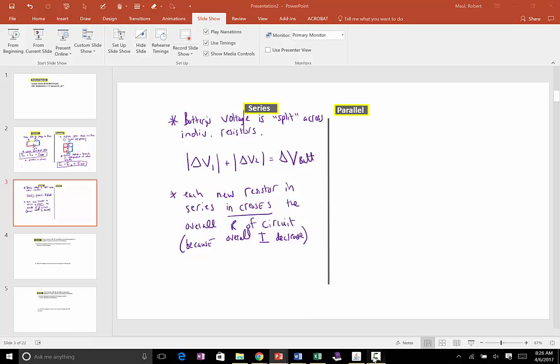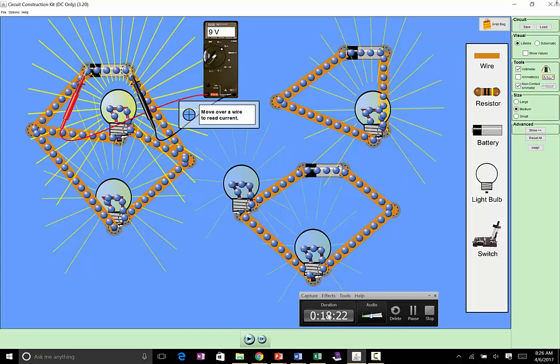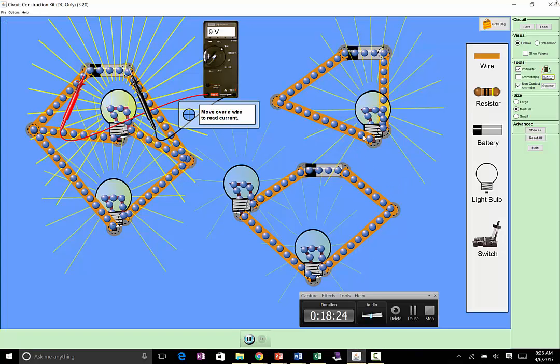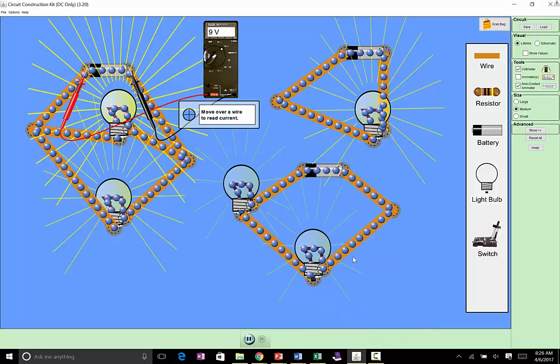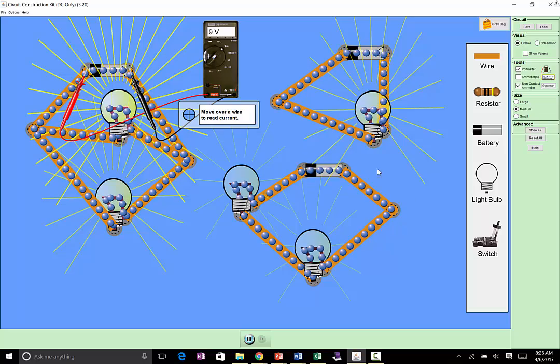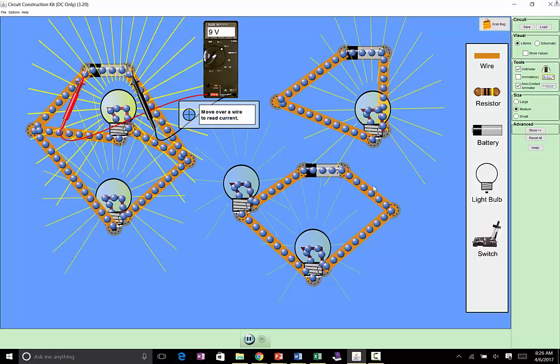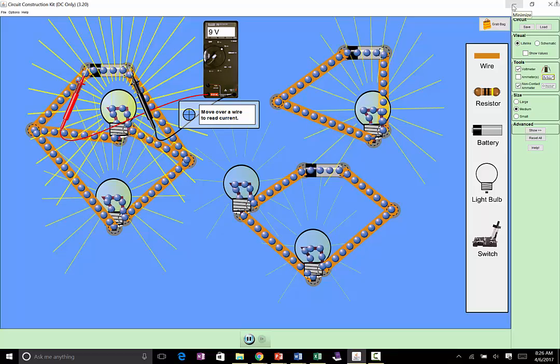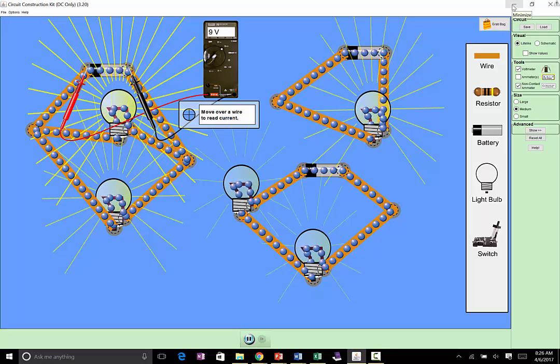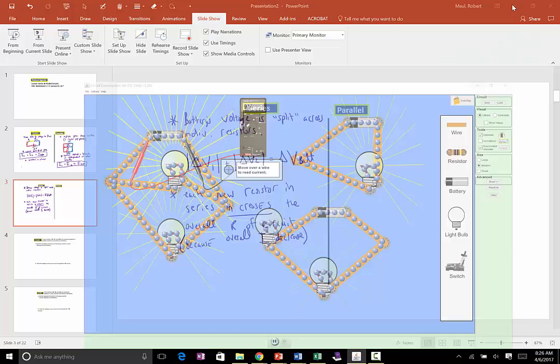When I look at this circuit that I had going a second ago, you'll notice that the one that had multiple resistors in series has less current flowing, and we saw that when I compared them. You've got more stoplights, more obstacles, resistance goes up, therefore current goes down in your overall circuit.